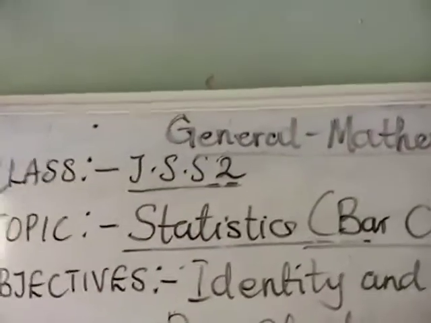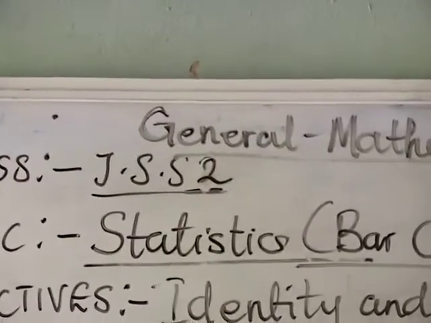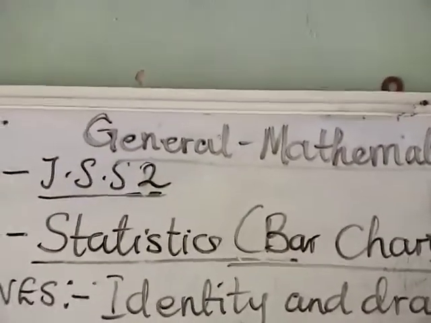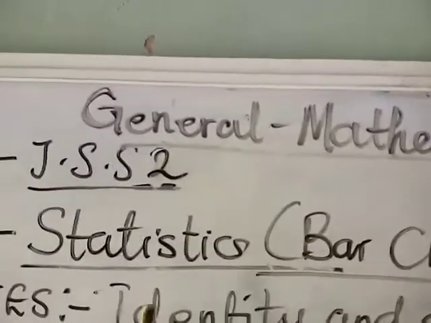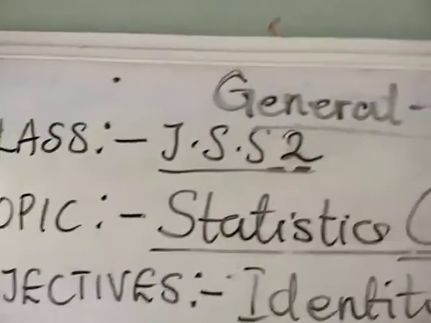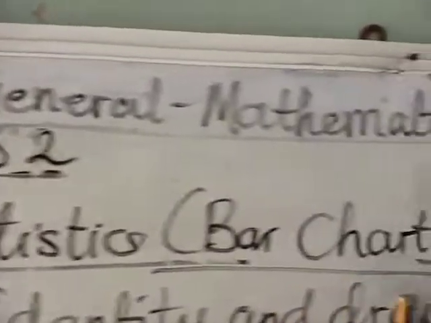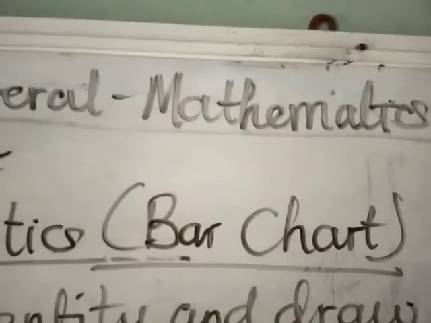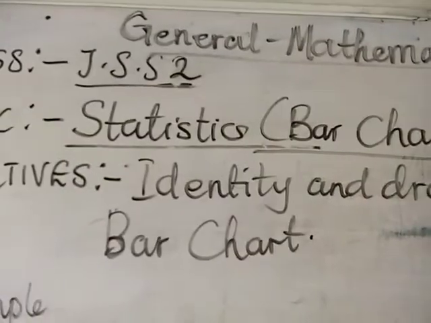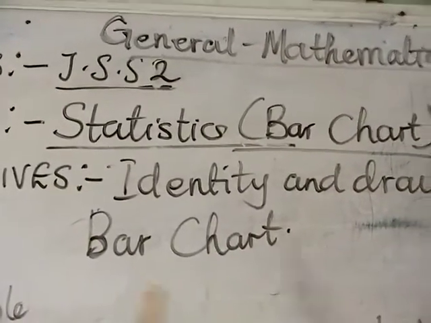In our last class, we discussed statistics, and we have a lot of things under statistics which we are going to discuss. Last class we discussed pictograms, and today we are going to discuss bar charts. And what is our objective for today? Our objective for today is for us to be able to identify what a bar chart is and to draw a bar chart.